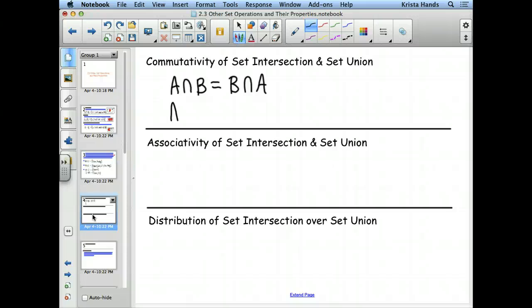And again, we'll use my marriage example, the union of Joe and Mary. If I talk about the union of Joe and Mary's kids, or the union of Mary and Joe's kids, it's the same kids. It doesn't matter what order I do them in. And this works for all sets.